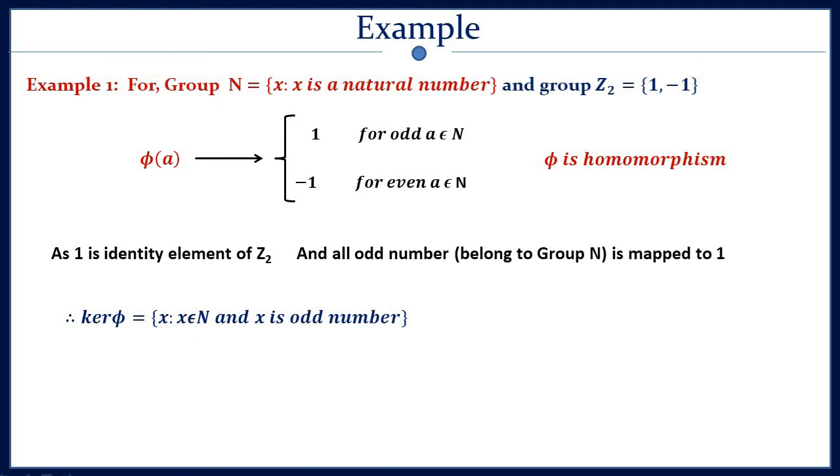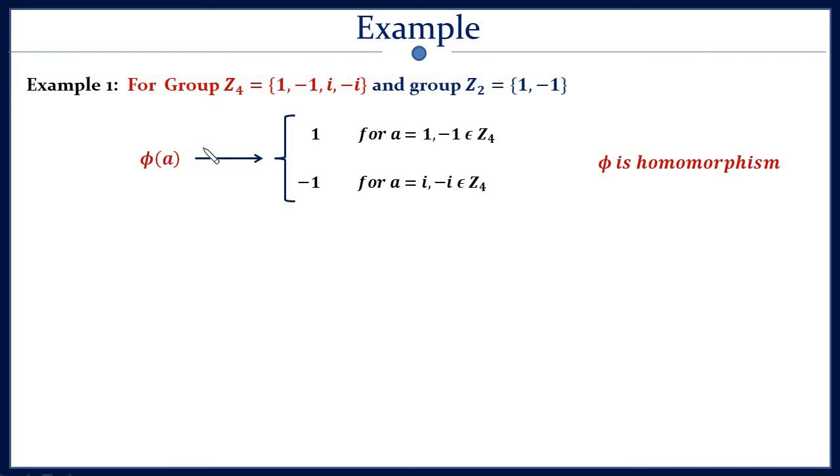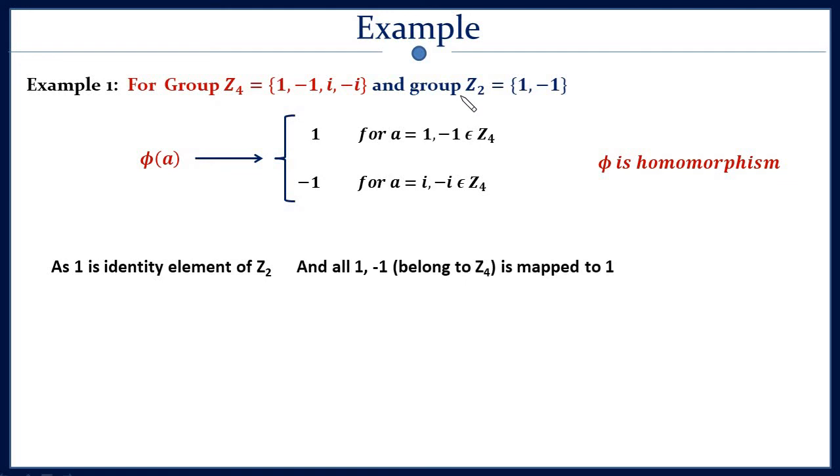Let's see another example. We have seen this example also for a homomorphism. Here phi is a homomorphism between a group Z4 and Z2. What is the identity element of group Z2? 1. And we have seen that 1 and minus 1 belonging to group Z4 are mapped to 1. Therefore, the kernel of homomorphism will be 1 and minus 1. If you have seen my last lecture on subgroup and normal subgroup, then you know that 1 and minus 1 is a subgroup of this group Z4 and it is a normal subgroup of Z4. So I hope all this explanation makes sense to you.